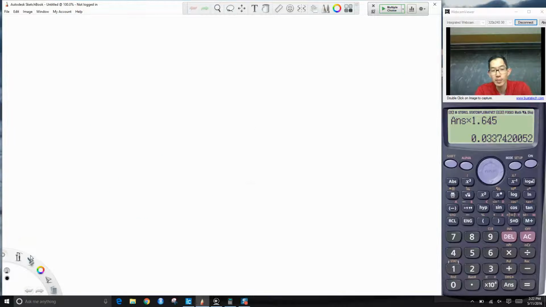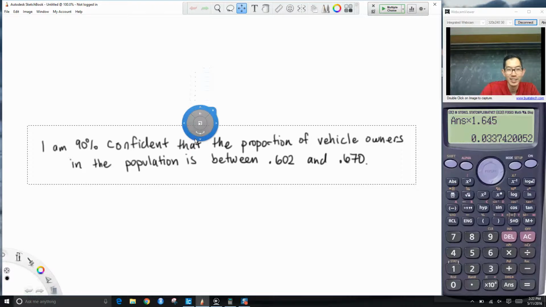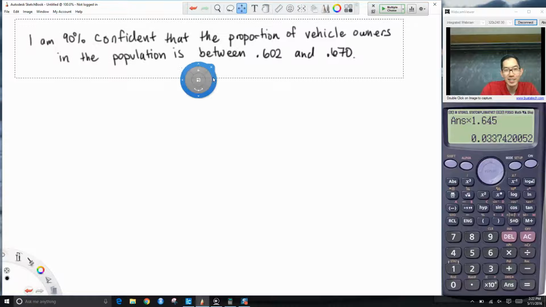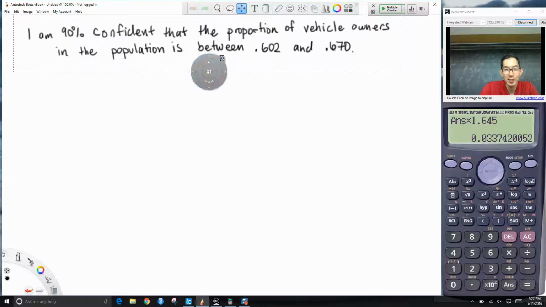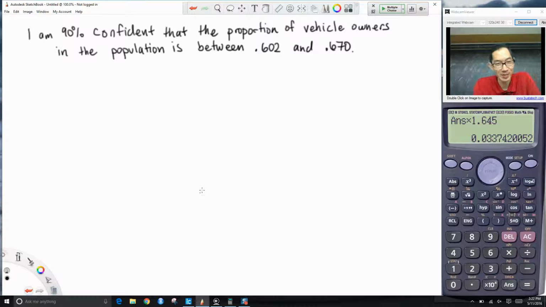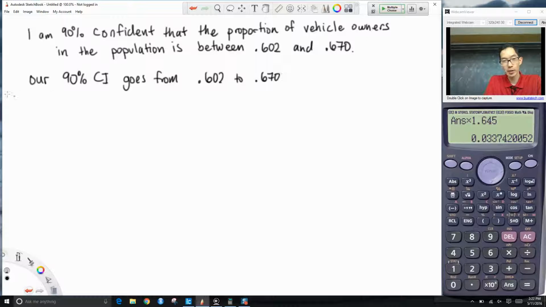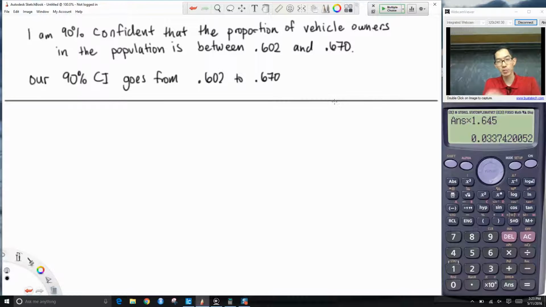All right, so I did this last class, and we'll see how you guys do. So basically our 90% confidence interval goes from 0.602 to 0.670, okay? And the appropriate conclusion is I am 90% confident that the proportion of vehicle owners in the population is between 0.602 and 0.670.